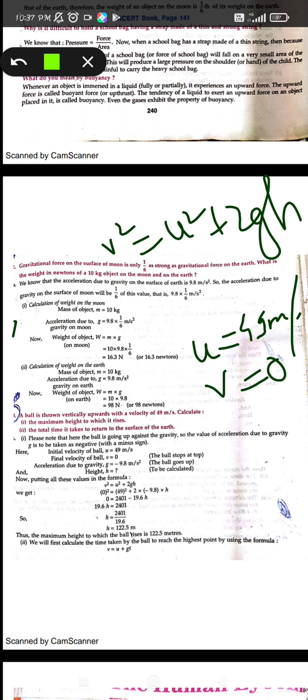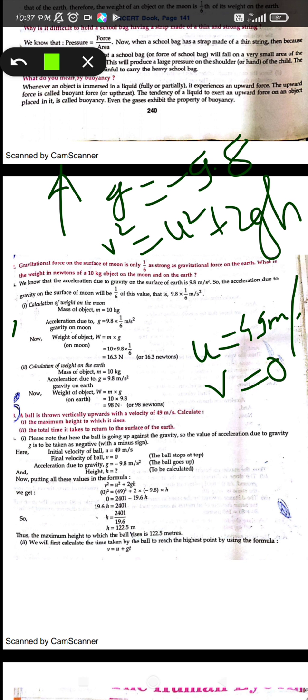Now we have three equations, and in the second and the third equation uses the height: h equals ut plus half gt square, and the third one, v square equals u square plus 2gh. So there we use g and h. Here the time is not given, so we will use the third equation of motion, v square equals u square plus 2gh. But in the vertically upward direction, g will be taken as negative, that is minus 9.8.